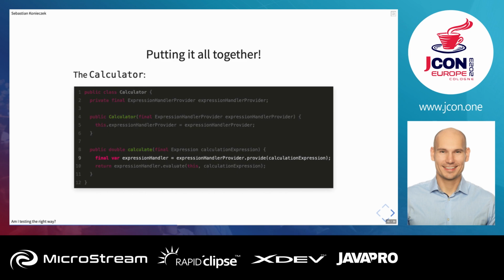We have just a helper class here, the expression handler provider. I will not go into detail about this here. It just moves away some boilerplate code to find out what handler we need for which expression. So we utilize this to get the respective handler for the input expression, and then just call evaluate and hand over the current calculator instance and the calculation expression. So that's it. Not a lot of magic here.